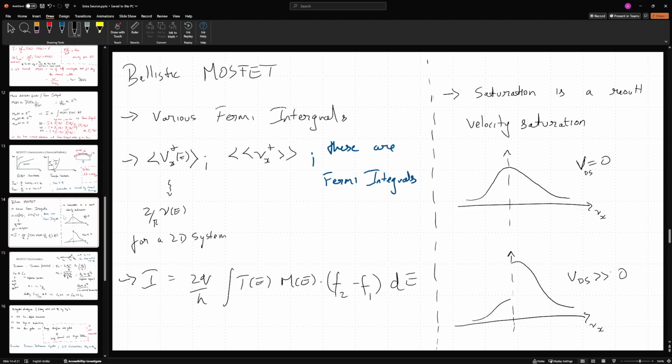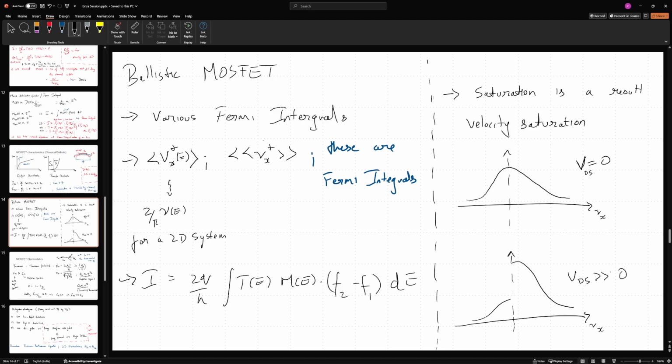Now when we look at the ballistic MOSFET, remember the various Fermi integrals for the current and voltages. Go back and refer to them. And the average velocity in the positive direction, so Vx plus of E. For a 2D system, we know that this is 2 by pi times V of E. For other dimensions, I have done the derivation.